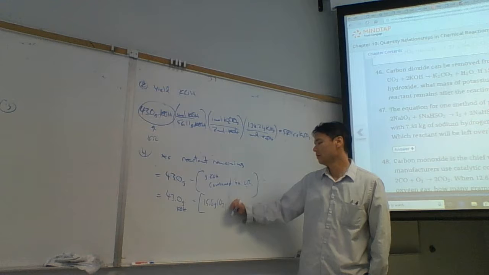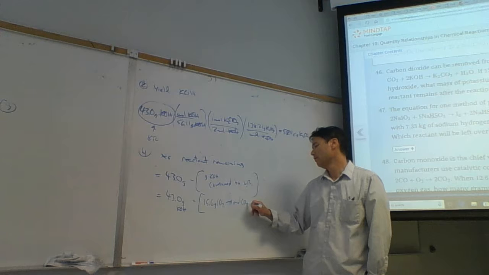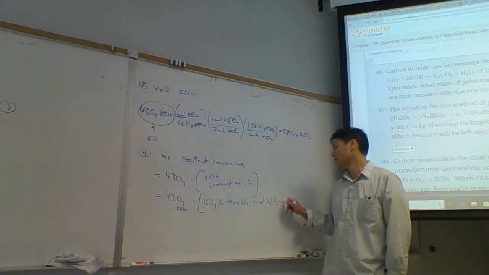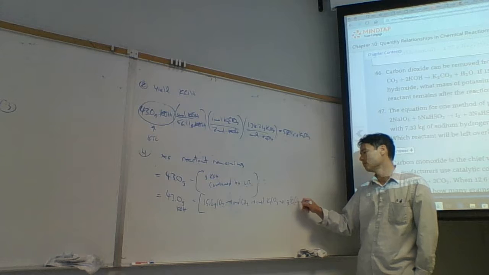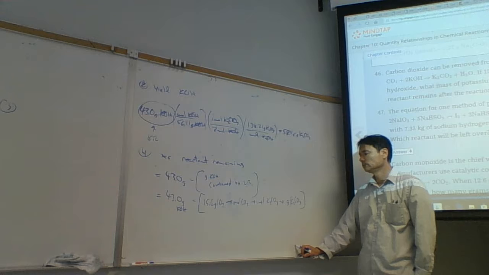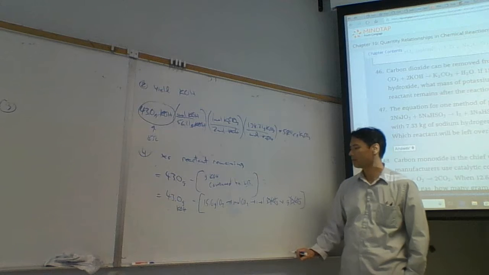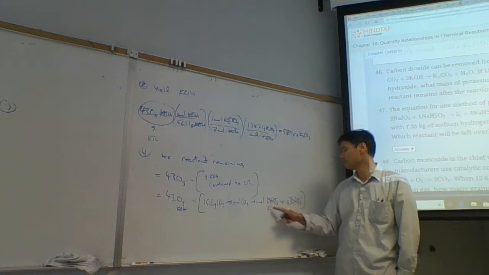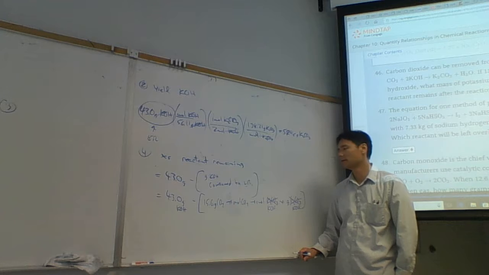Actually, I'll just map it out like this. We'll go from grams of CO2 to moles of CO2. From moles of CO2, we'll go to moles of K2CO3, and from moles of K2CO3 to grams of K2CO3. Oops, no, you're right, I'm headed the wrong direction. I want to go from moles of CO2 to moles of KOH, and from moles of KOH to grams of KOH, the other reactant. That's right.